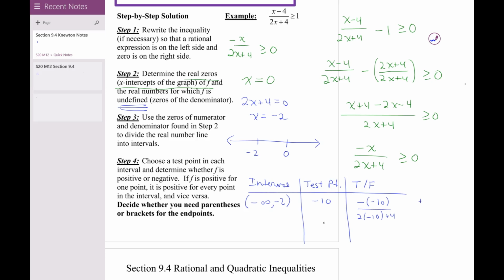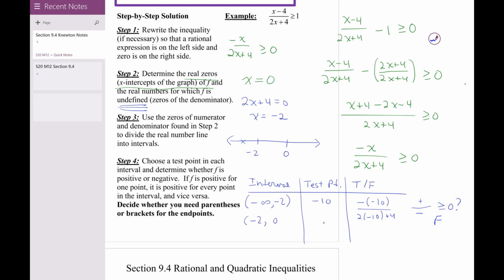So it looks like I have positive 10 over a negative number, and really all I care about is: is it positive or negative? So the question is, is this positive? And the answer is no, because if I take a positive number divided by a negative, it will be negative. So I don't want this piece of the number line.